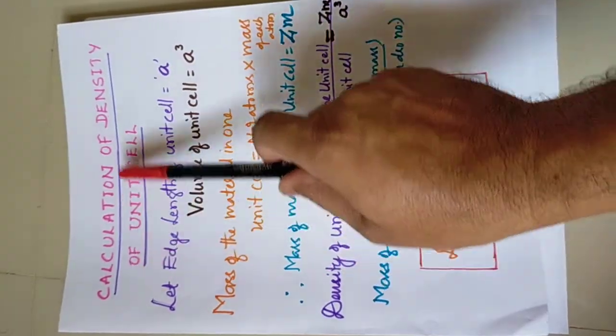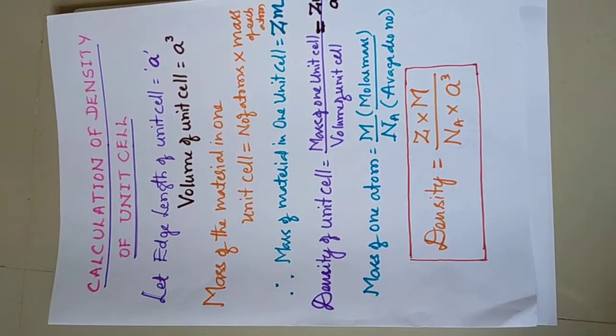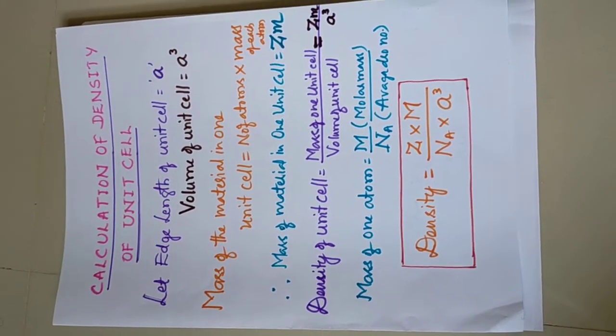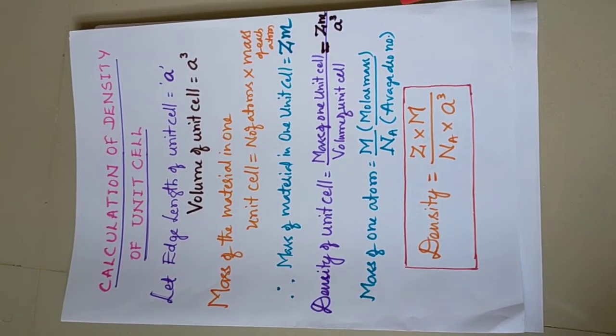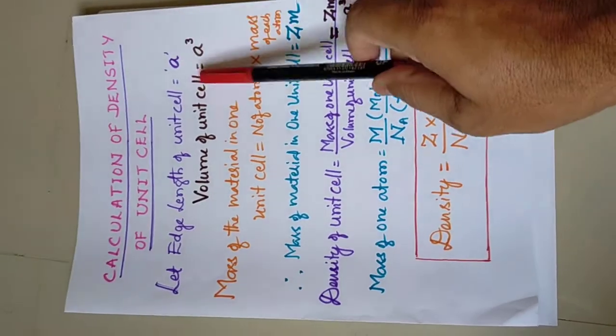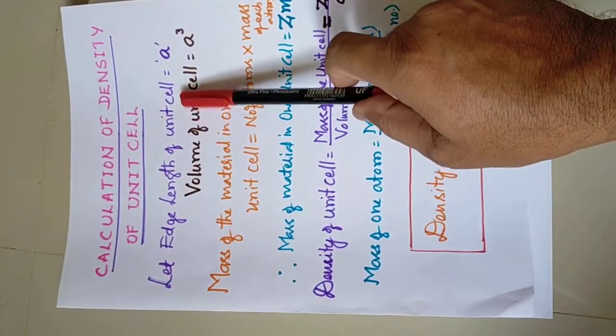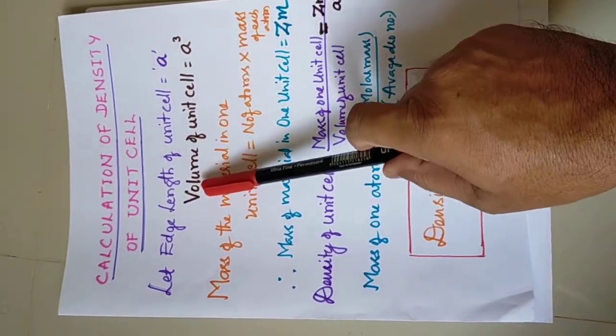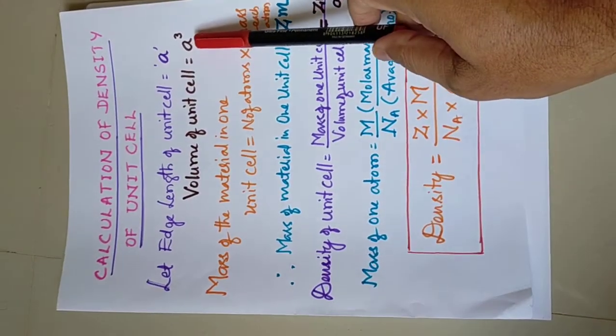So first one, calculation of density of unit cell. Any one density, maybe of a simple cubic or a FCC or a BCC. So here's one. Let the edge length of the unit cell be a. What about the volume of any unit cell? It is a cube.